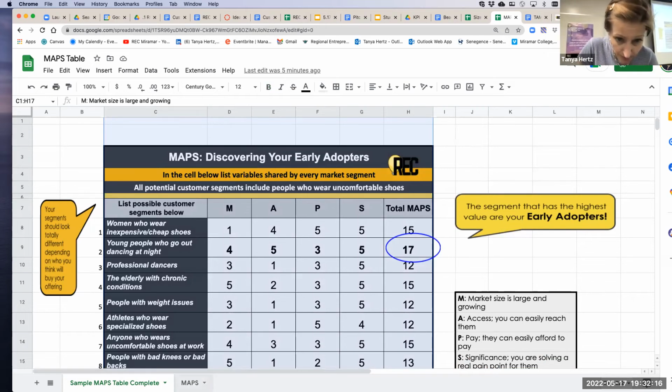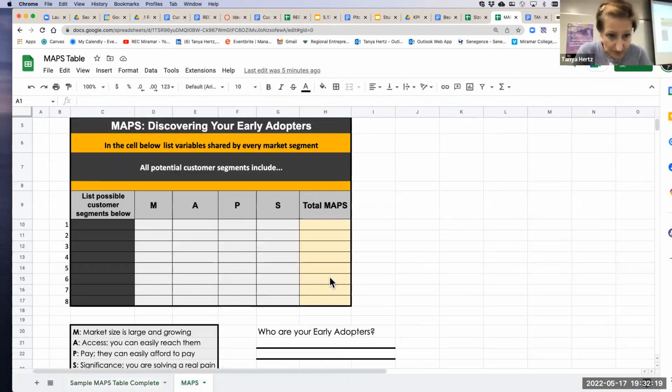So if you go over here, I think there's a blank one, right? Yeah, here's a blank one if you want to use it. So just put variables that are shared by all of them, and then you go through and put them in. Maybe you'll only have 4, maybe you'll have 12, right?